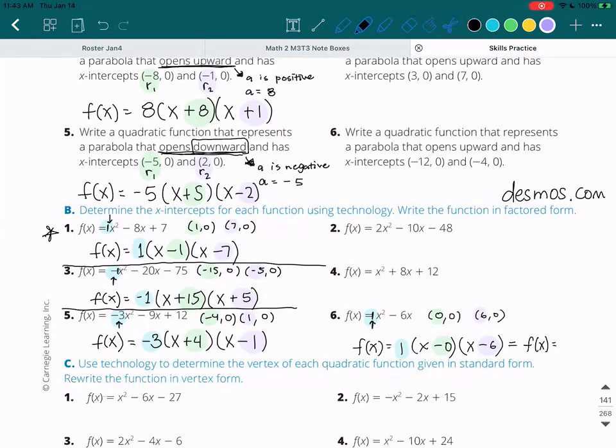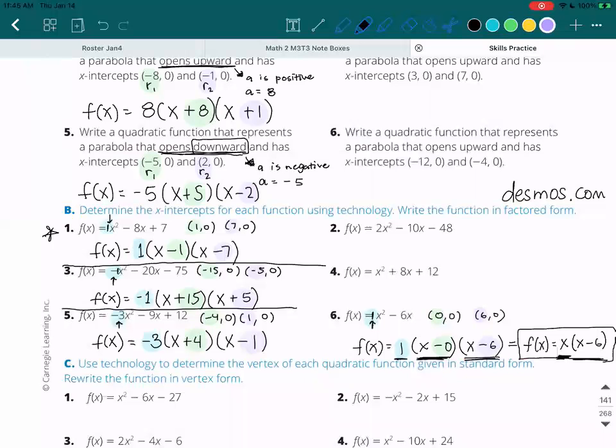Then instead of x minus 0, this part, x minus 0 is just x. So I'm going to just write x. And then we have x minus 6. So this would be our final factored form for number 6, if I were to simplify it all the way. Because you don't have to write the 1, because 1 times anything is just the anything. And then x minus 0 just turns into x, which is right over here. And then the x minus 6 can be written as x minus 6. Okay, any questions for number 6?